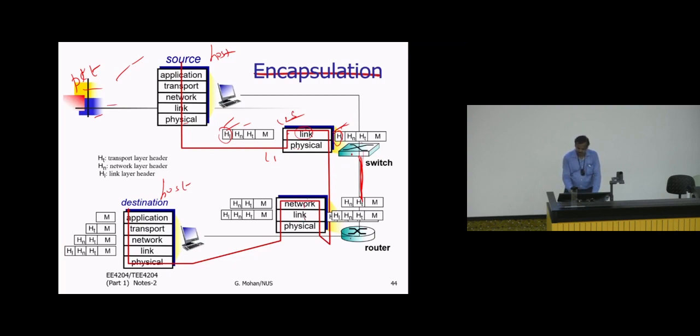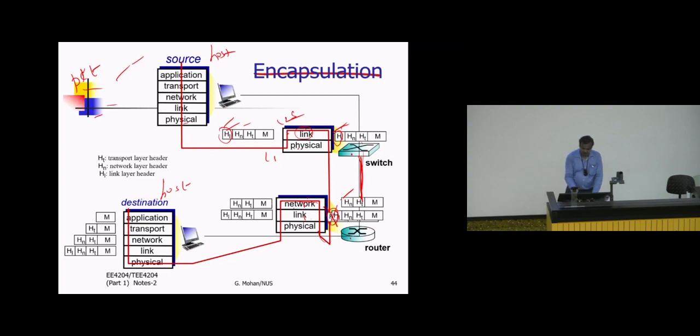So when it goes to the router, the router has three layers. When it enters at the bottommost layer, the link layer header appears at the front, and that will be processed and removed at layer two. Then it is passed to layer three, where the network layer header appears. Network layer header means IP destination, etc. will be there. Some processing is done. Then it is passed to the next system.